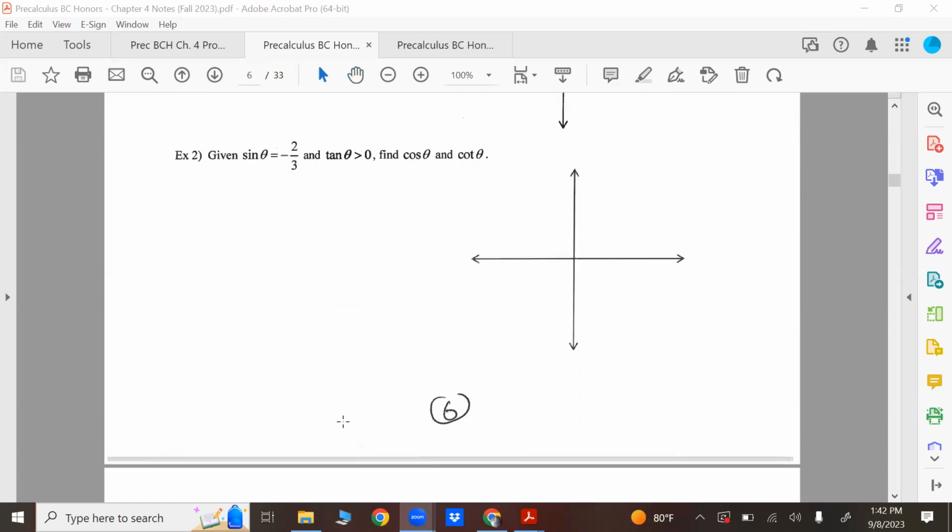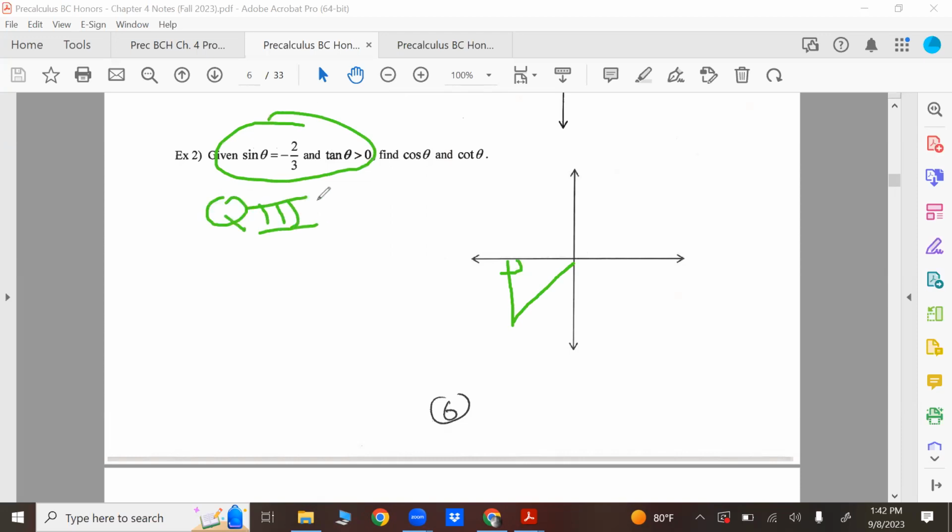Okay, why don't you guys try example 2 on your own? But tell me which quadrant you're in before you get started. Which quadrant am I going to be in for this one? 3. Yeah, because tangent is positive, which means the ratio of y over x is positive. But since sine is negative, cosine has to be negative to maintain that positive value for tangent. So you're totally going to be in the 3rd quadrant. A little critical thinking there. Just got to realize that's Q3.